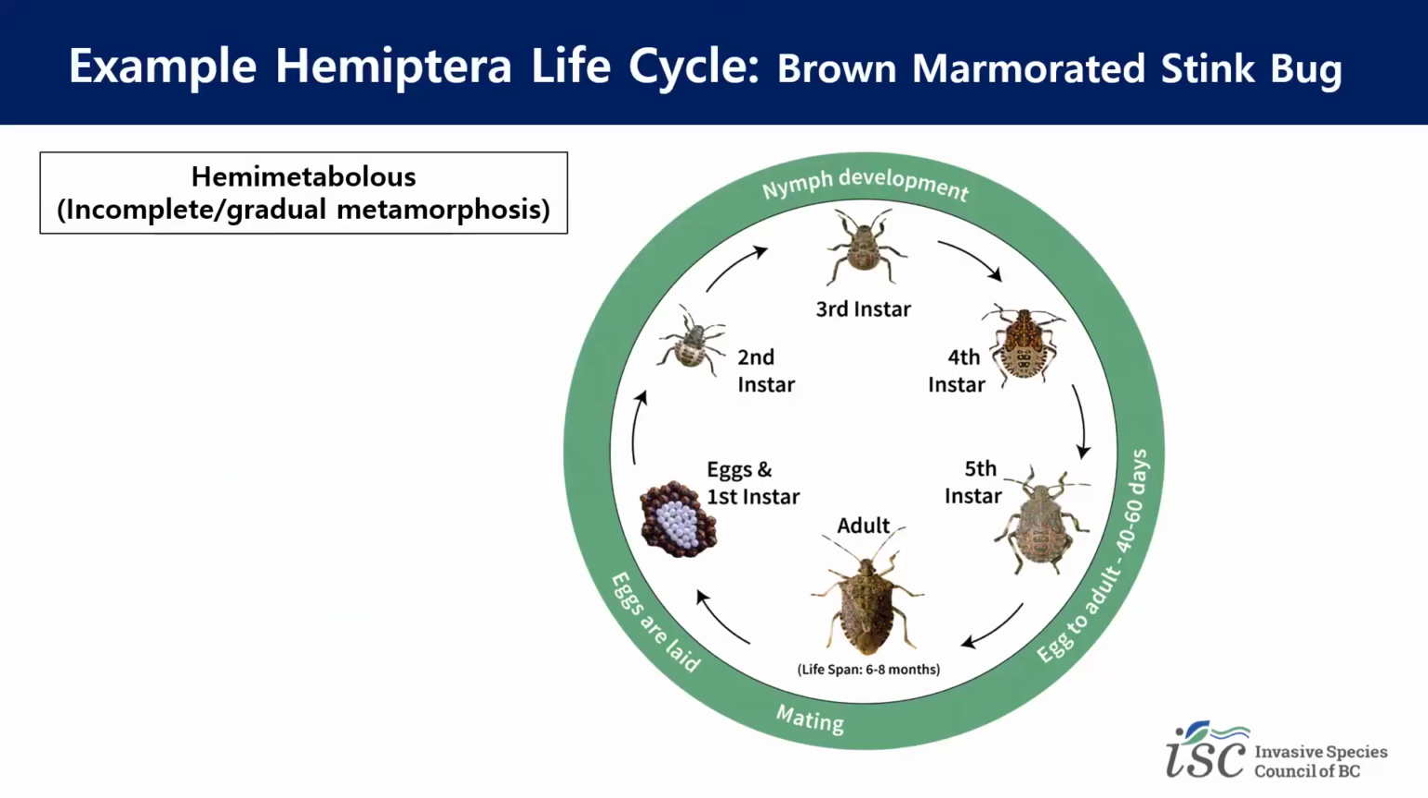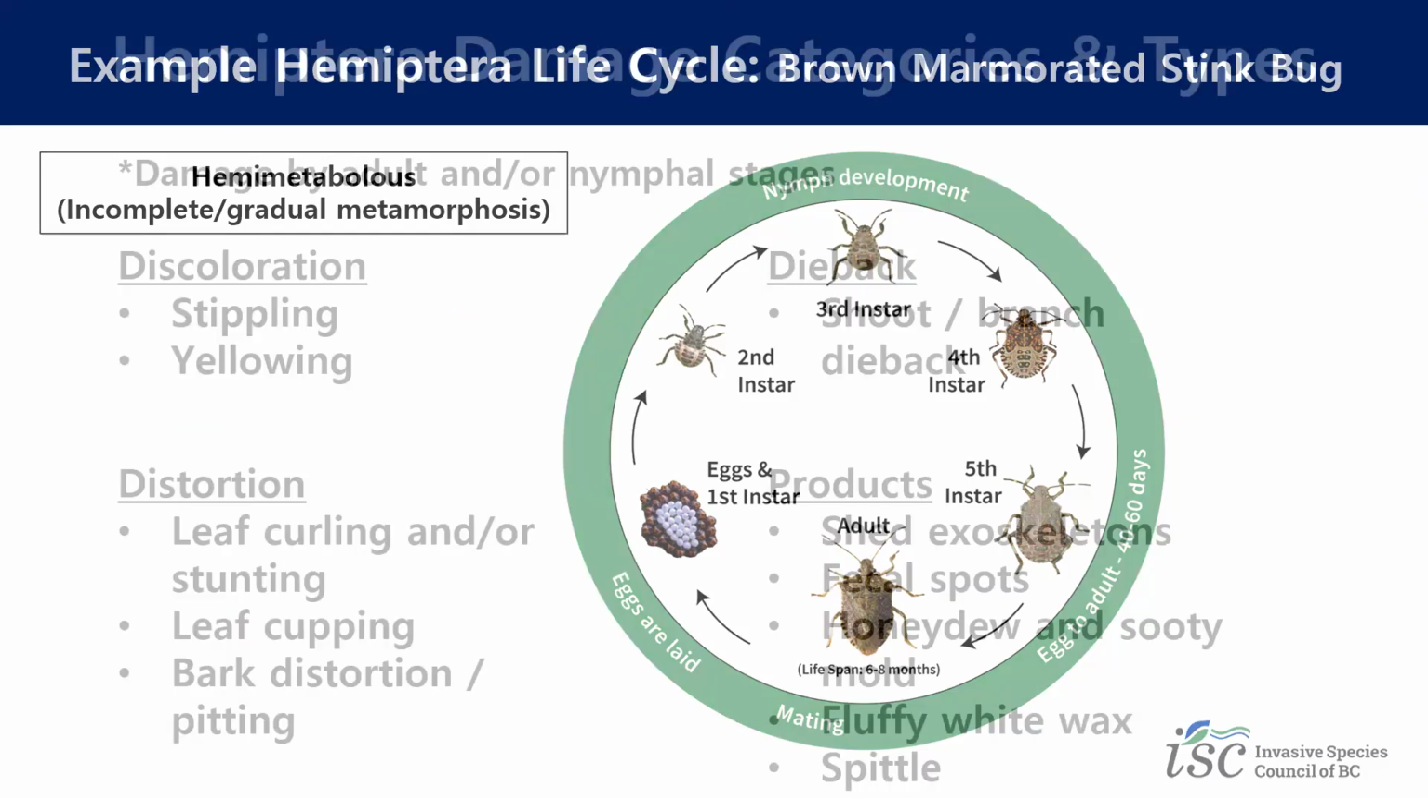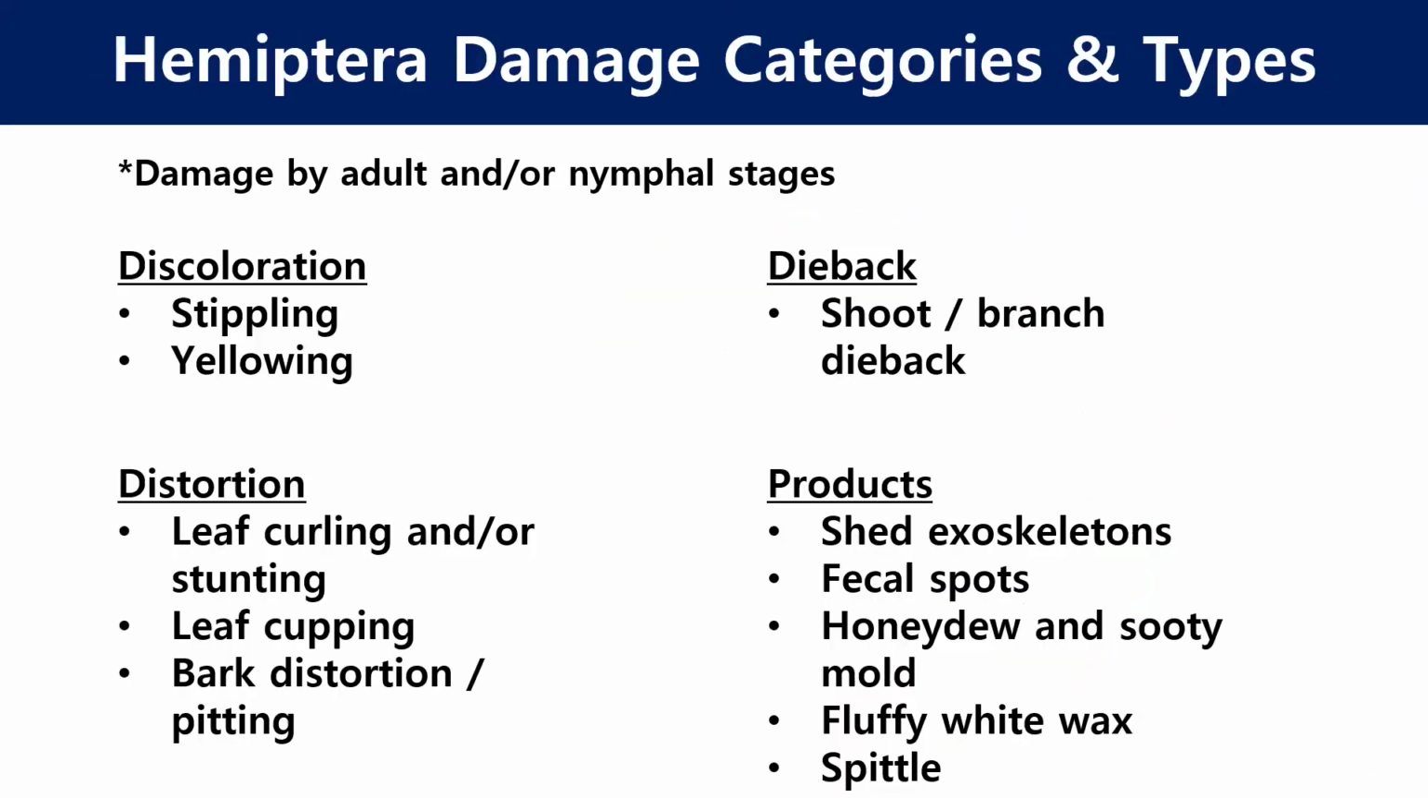Here's an example of a hemipteran life cycle for brown marmorated stink bugs. They have hemimetabolous, incomplete or gradual metamorphosis, so they do not have a larval or pupal stage. They have nymphal stages, which molt, shed their exoskeleton, and get larger and larger until they reach their adult stage. There are some damage categories and types for our hemipterans.